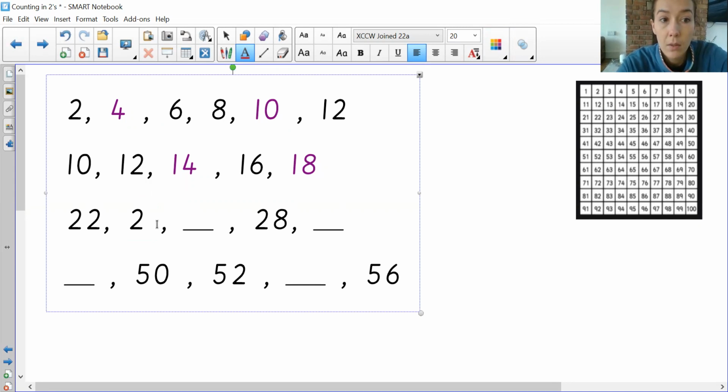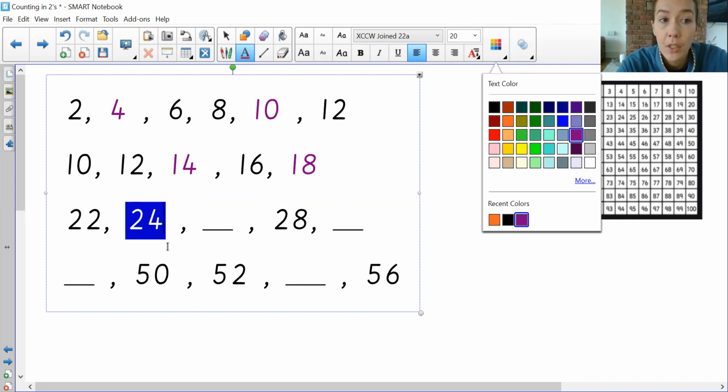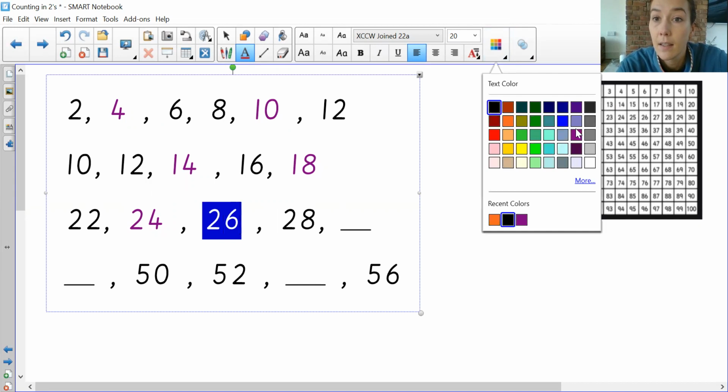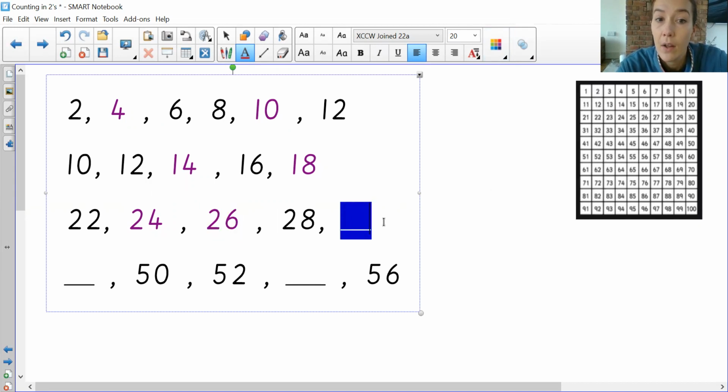So it's 22, then we've got 24. What's going to be next if we are counting up in 2's? 24, 2 more, 26, 28, and obviously 30.